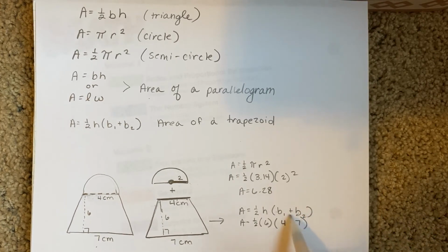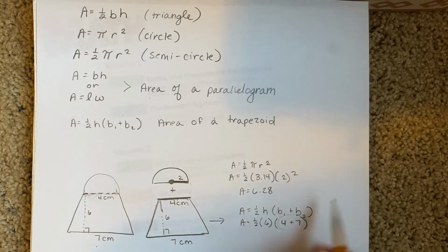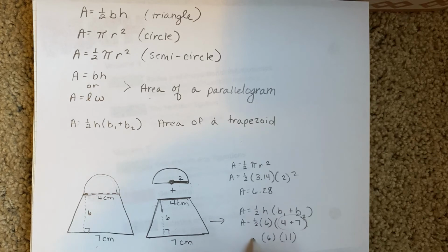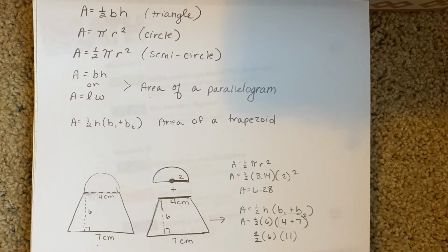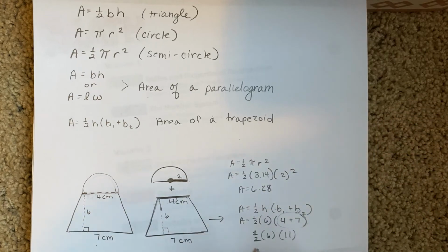Keep in mind, if you're typing in your calculator, watch the parentheses. Remember, you need to add these first. You're gonna get 11. And whoops, 1/2. Half of 6 is 3. 3 times 11 is 33. So we're gonna try to sneak that in here, 33.